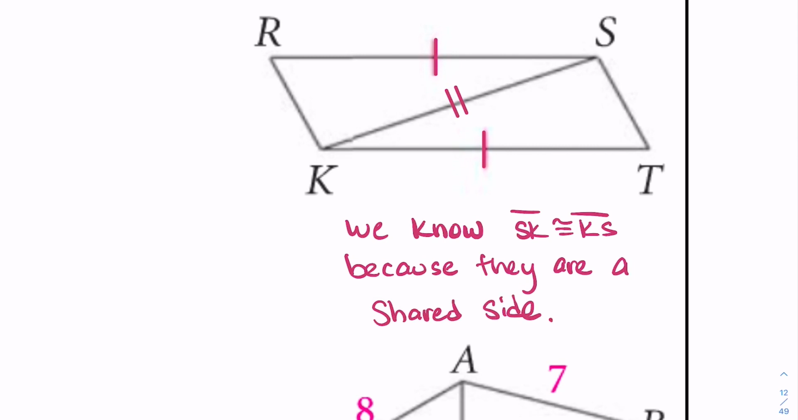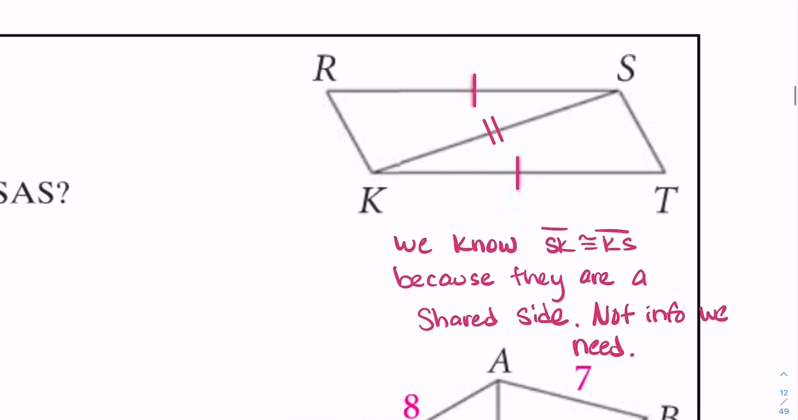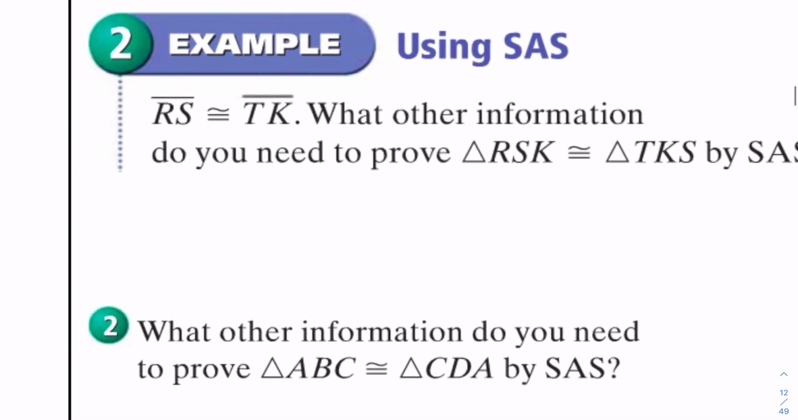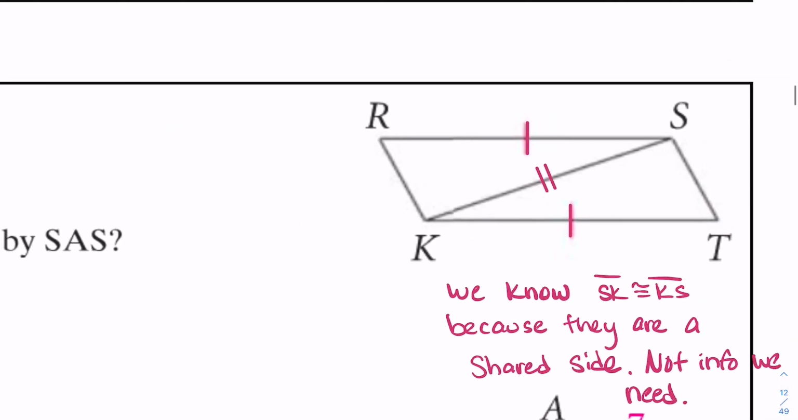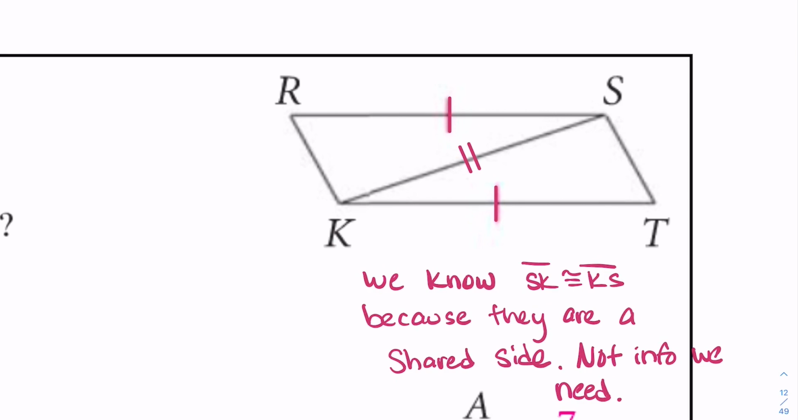So this is not information we need. The reason why it's not info that we need is because it's already been stated. So I'm sorry, we need the information, but we have the information, so it's not something we need. This is asking for other information besides that. So this assumption we can make because they share that common side.